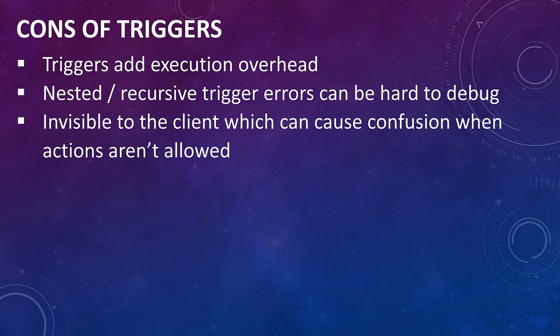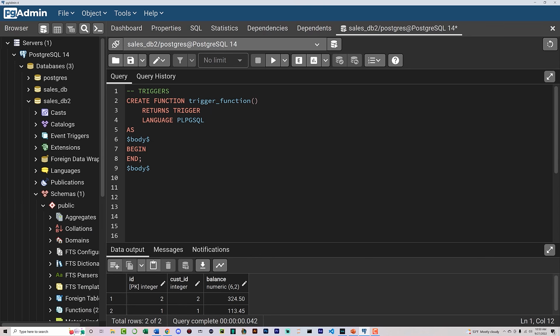The cons of triggers are that triggers add execution overhead, and nested or recursive trigger errors can be very hard to debug. On top of that, they are invisible to the client, which can cause confusion when actions just simply aren't allowed.